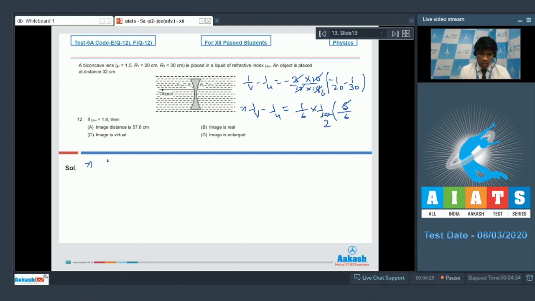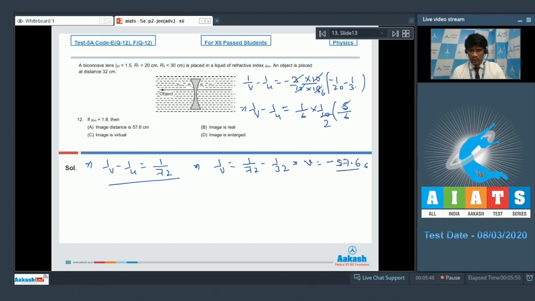So 1 by V minus 1 by U comes out to be 1 by 72. The effective focal length is 72 in positive, which means it is now behaving as a convex lens. Putting U equal to minus 32, I get 1 by V equals 1 by 72 minus 1 by 32. The value of V comes out to be minus 57.6 centimeter.